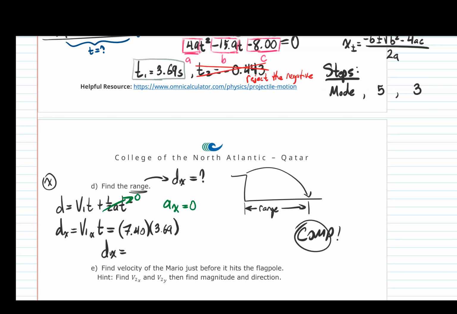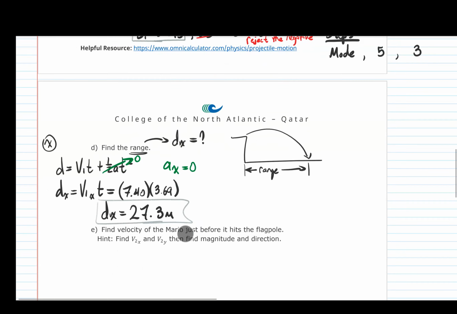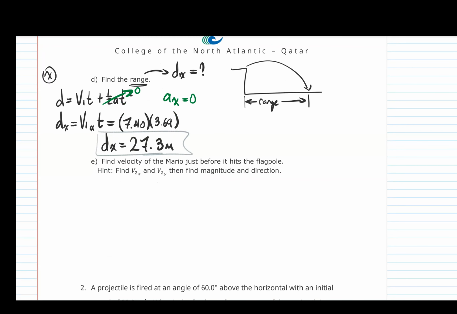That will be what we need because it's computations. Regular computations, or regular math. So 7.4 times 3.69 gives 27.3 meters, which is our answer for range. If you're off by a decimal or so, it's not going to affect anything.